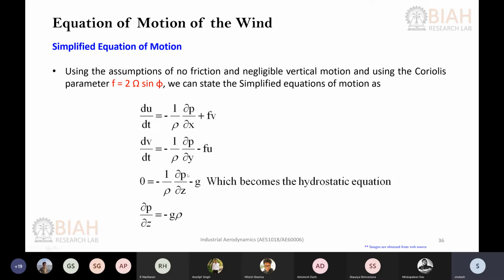And this one is the z direction, or the vertical direction, where you saw that there is no acceleration term and it is basically simplified to the hydrostatic equation. Okay, so after you integrate it, basically you get P equals rho g z, which is your hydrostatic equation. So here f is your Coriolis parameter, we have already seen that it is 2 omega sine phi. So omega is the rate of rotation of the Earth.